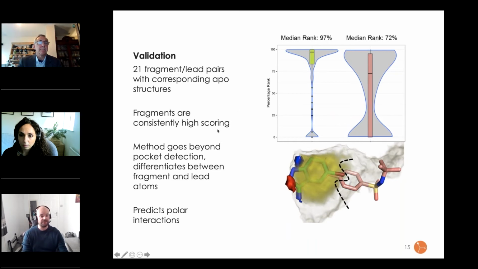So the fragment atoms were consistently high scoring, and then the subsequent lead atoms, so only the atoms to the right of this dotted line, which were subsequently added to the molecule, had a median rank of 72%. What this shows is that this method is going beyond just pocket detection and is actually able to differentiate between the fragment binding site and the subsequent lead atoms. And when these scores were calculated, the atom types were read from the corresponding map type as well. So we only consider the donor map for donor atoms, for example.